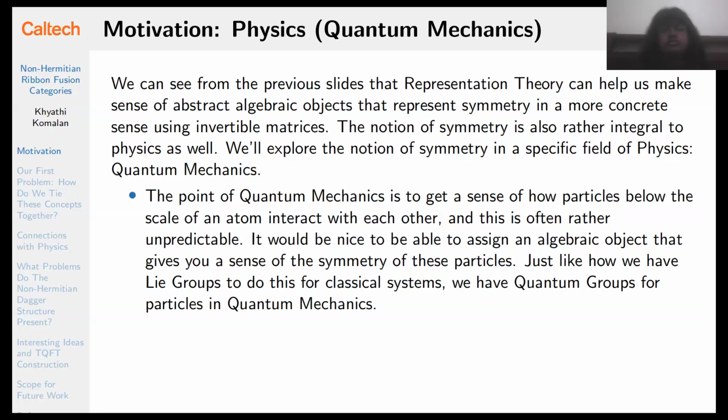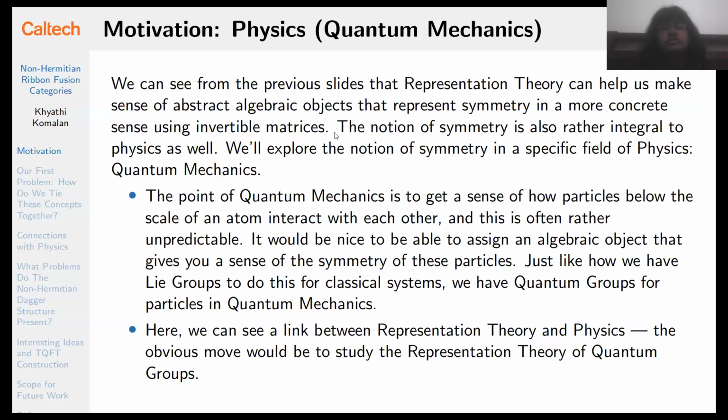So yeah, you can use Lie groups to do this for classical systems to get a representation of symmetries. And then similarly, if you're working in a more quantum environment, you would be using quantum groups. Quantum groups basically represent the symmetries between particles in quantum mechanics. So here you can see a vague link between representation theory and physics. The next obvious move would be trying to study the representation theory of quantum groups.